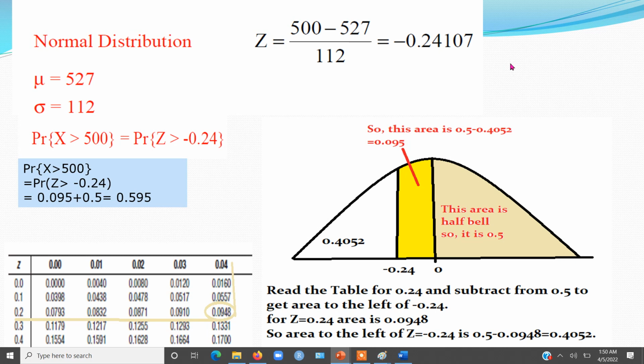Okay, so let's show this number on the graph. So we know that normal distribution is a bell-shaped distribution and it has a center always at 0. So negative 0.24 will be somewhere towards the left of 0.